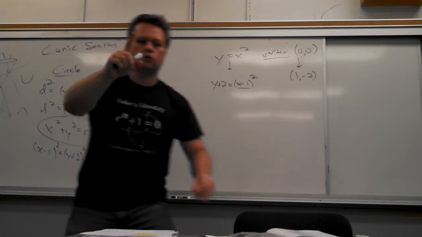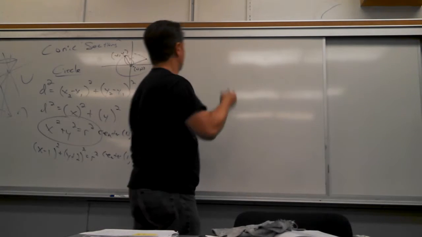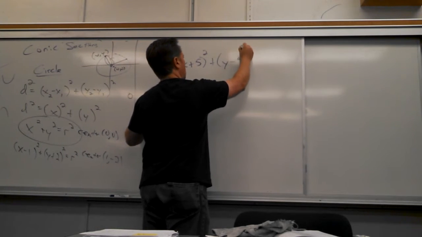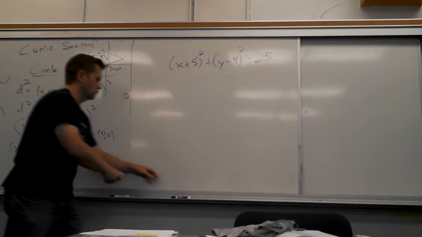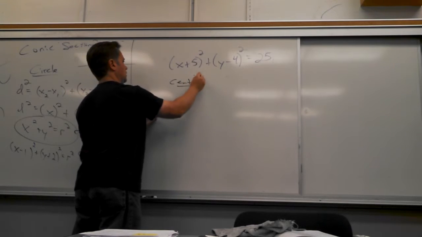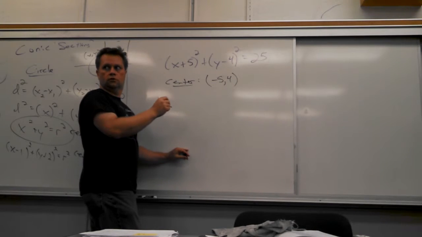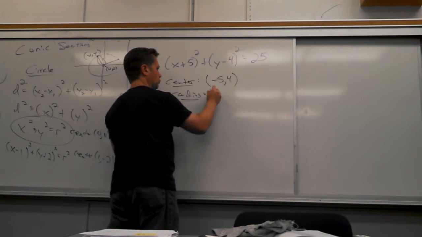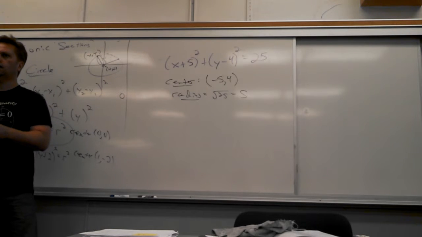So tell me everything you know about this circle. The center is at negative 5, 4. Radius 5. Is that cool right there? The radius is 5, good, the square root of 25 is 5. I love it because that's r squared, right?